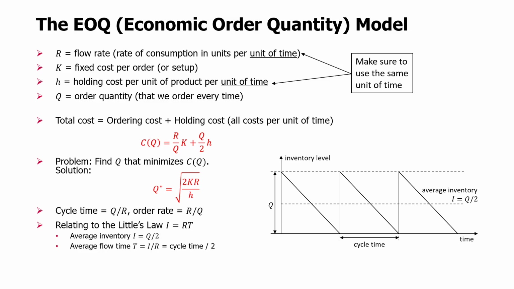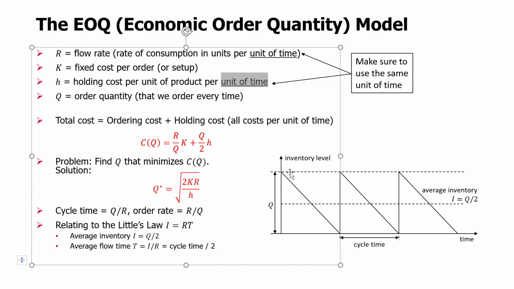One more comment I would like to add is related to the time unit that is used in your parameters. Notice that the flow rate is defined per unit of time, and holding cost is also defined per unit of time. You have to make sure before you start doing calculations that those units of time are the same. So for example, if you have flow rate as a number of units per week, but holding cost is a number of dollars per product per year, you have to change either the flow rate to years or holding cost to per week, in order for the model to work correctly.